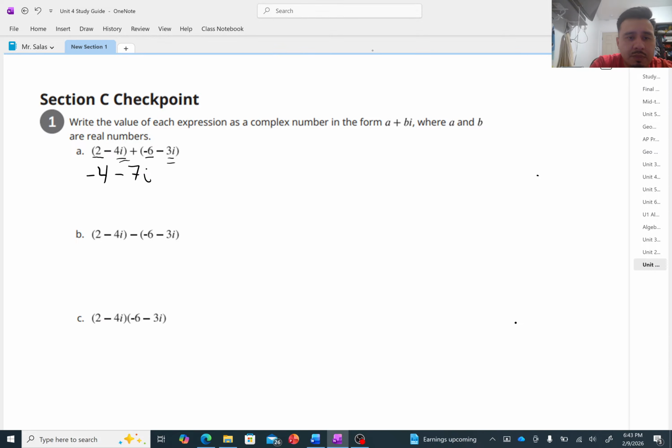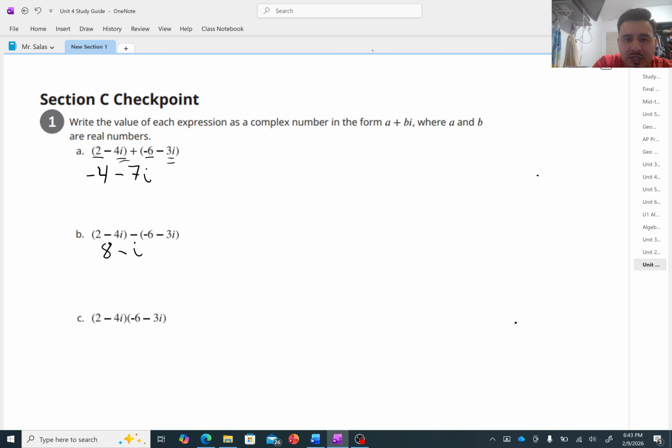Let's look at B. 2 minus negative 6, a minus and a negative turns to a positive. 2 plus 6, that becomes a positive 8. Negative 4 minus negative 3, that becomes a positive. So this becomes a minus i, a single i.